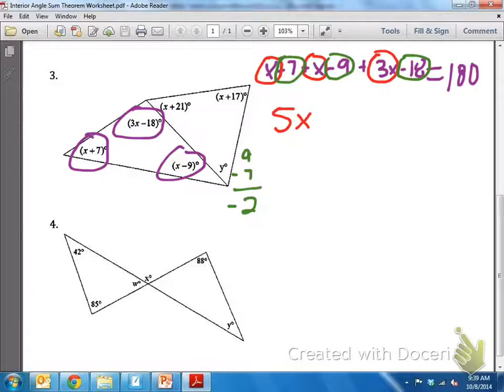So now I have negative 2 minus 18. These are the same signs, so I add and keep. So 18 plus 2 is 20, and we keep the negative, so it's negative 20. So 5x minus 20 equals 180.